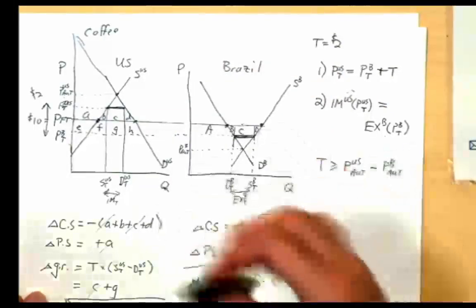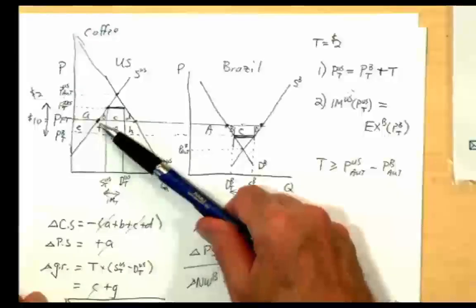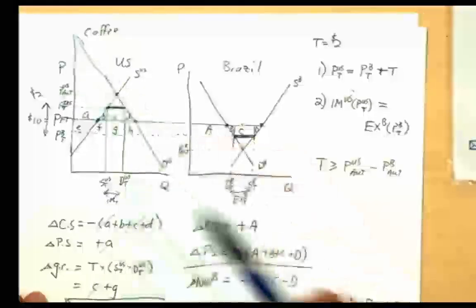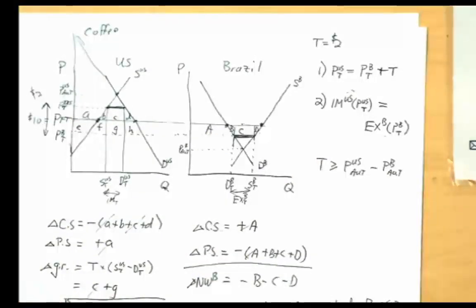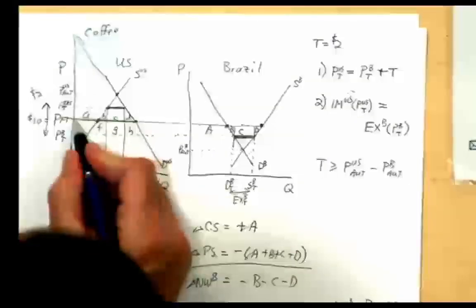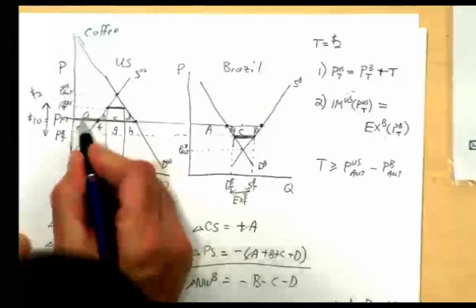But notice that the rate of change of producer surplus is going to be smaller than the rate of change in the decreasing direction of consumer surplus. In other words, consumer surplus is going to go down by at first this amount, while producer surplus is going to go up by at first this amount.